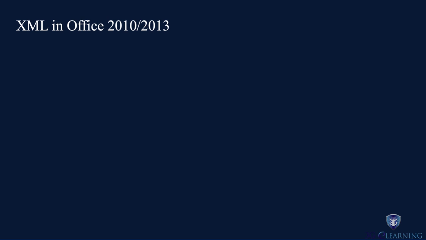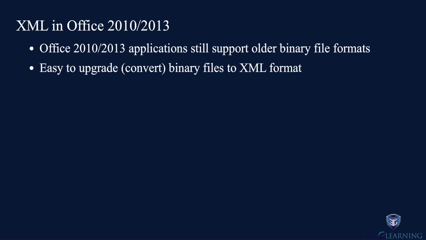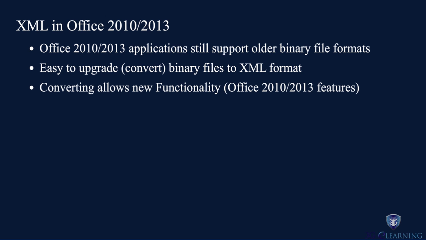So, how do we work, and what do we care about XML and Office 2007? Well, it's important to note that both of these versions still support the older binary formats. This means that you can still work with the old PowerPoint, Excel, and Word formats that you've always been used to. But it is very easy to upgrade or to convert the binary files to the XML format. Converting them actually allows you to have new functionality. This is going to be the Office and features that are so phenomenal.